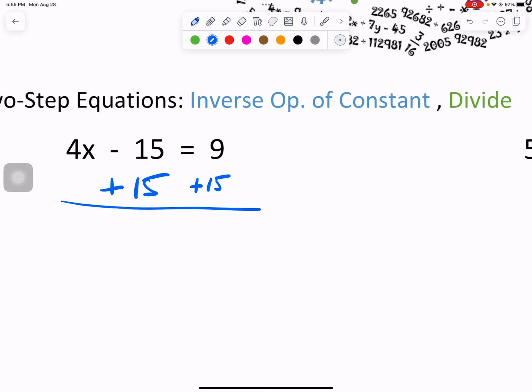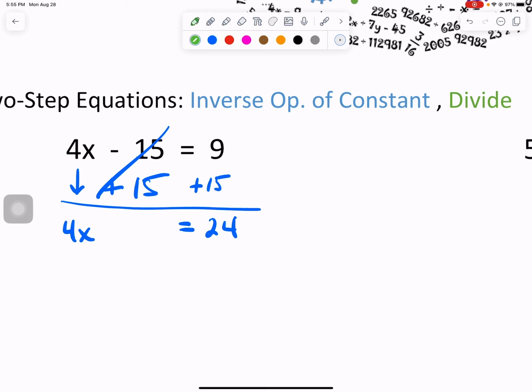Now below that 4x, there's nobody home. We're just going to go ahead and drop it straight down. If you owed me 15 bucks and you paid me back 15 bucks, you don't owe me anything. Bring down your equal sign. 9 plus 15 is, yes, it is 24.